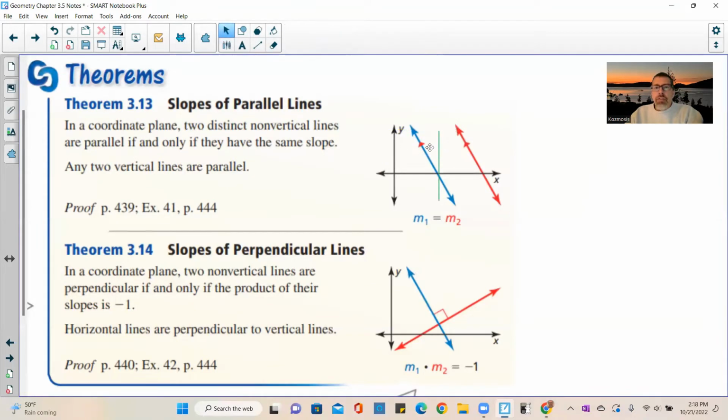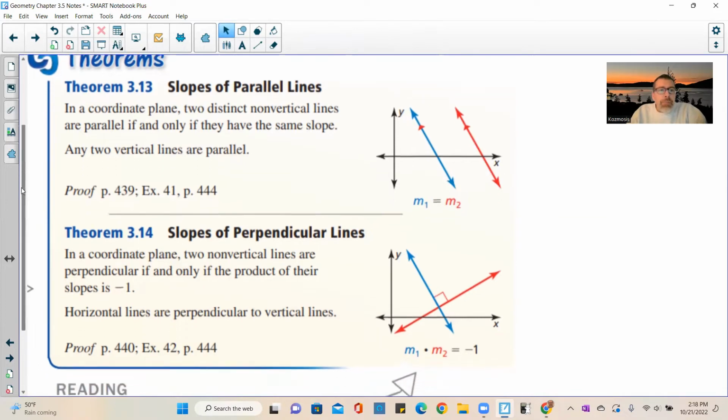Let me get rid of this stuff. Okie dokie. So any two vertical lines are parallel. So if this blue line and red line have the same slope, then they are parallel. That proof is on page 439 and page 444, exercise 41. Long ways off from here.